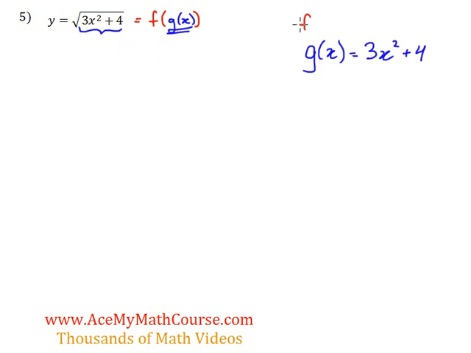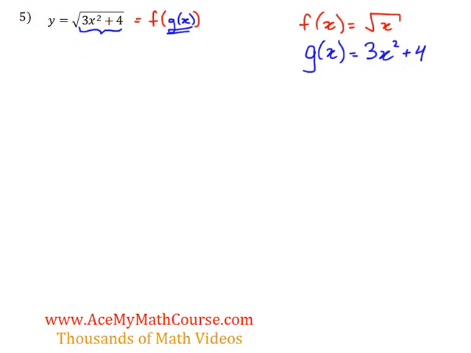Alright, so then what is f of x? The outside function will be just the square root of x. Right? Because then f of g of x, we would be replacing the x with 3x squared plus 4. So that would work out. Great.